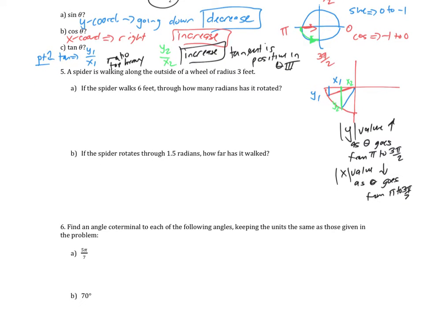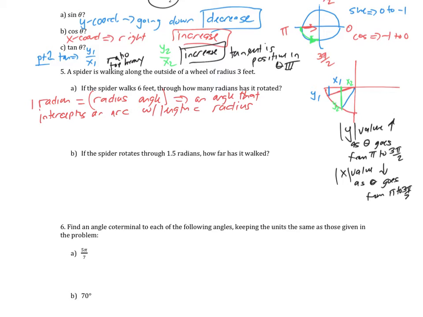And we want to know if the spider walks 6 feet, through how many radians has it rotated? So this problem is getting at the definition of a radian. So just to review that, 1 radian, remember, is a radius angle. That means it's an angle that intercepts an arc with length equal to the radius.